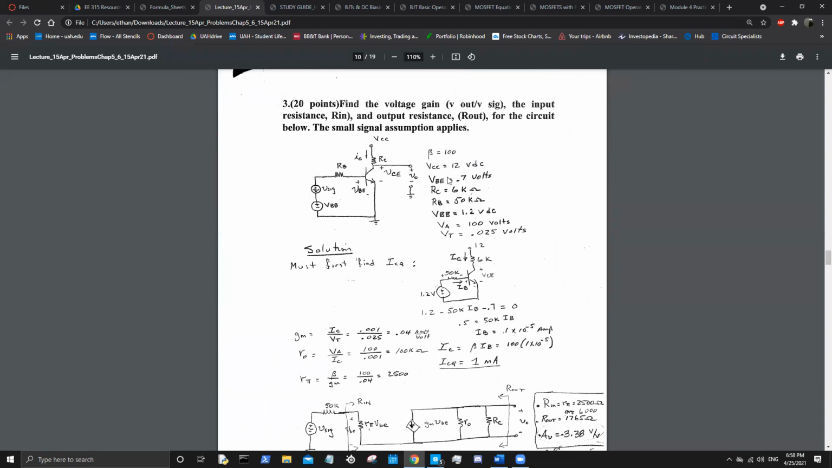We're given beta is equal to 100, VCC is equal to 12 volts DC, VBE is equal to 0.7 volts, RC is equal to 6 kilo ohms, RB is equal to 50 kilo ohms, VBB is equal to 1.2 volts DC, VA is 100 volts, and VT is equal to 0.025 volts. Hey, you know what that VT is? Is that the thermal voltage? Yeah, that's the thermal voltage. And also that VA corresponds to an early voltage, I think is what it's called. And that means we're going to have that lowercase r sub o.